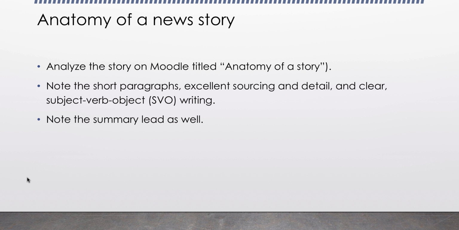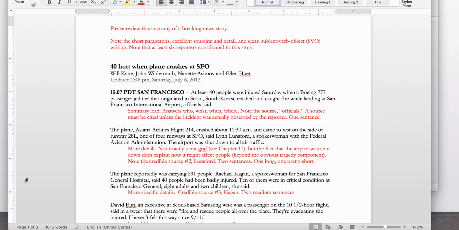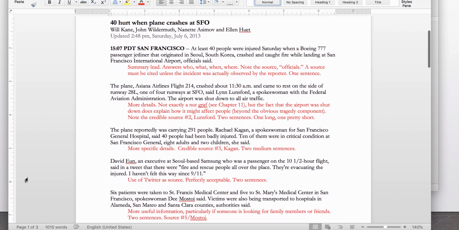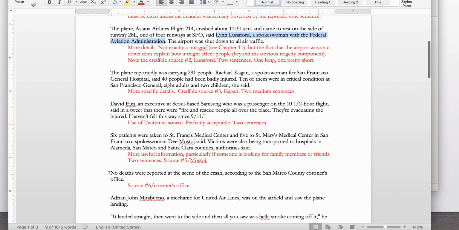Please go to Moodle and analyze Anatomy of a Story document that is listed just below the lecture notes. And you will also, if you follow paragraph by paragraph, you will see a very strong summary lead followed by information on an airplane crash with an important source, credible, and then more information about the victims, the people on the plane, how they've been injured in the following paragraph. The key information about what happened will be in these first few paragraphs, backed up by important sources. More information on patients as we go on.